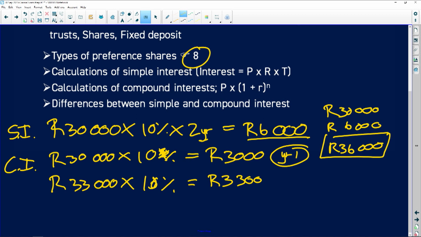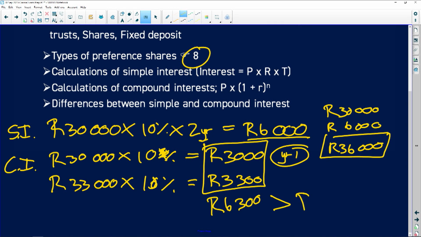So your interest, if you add these two together for the 2 years, is then more than it is if you invested it with simple interest. Here your amount is 6,300. Now you can see that 6,300 is clearly bigger than 6,000 Rand. Now doing it this way is grand if there are only 2 years. But the moment it hits more than 2 years, I recommend that you actually use the compound interest formula.